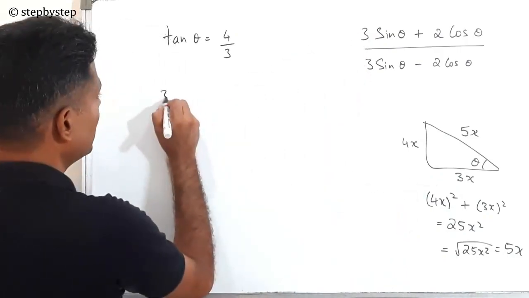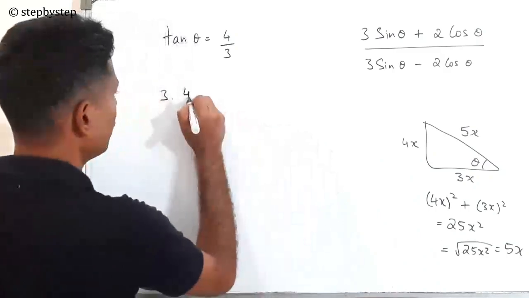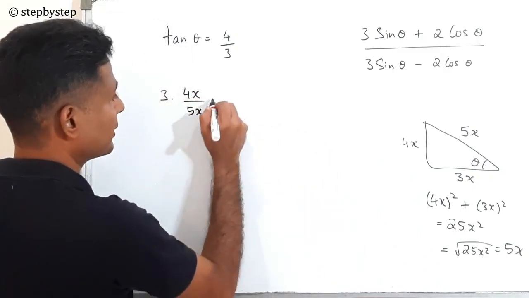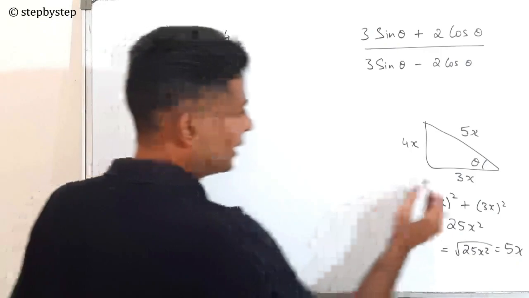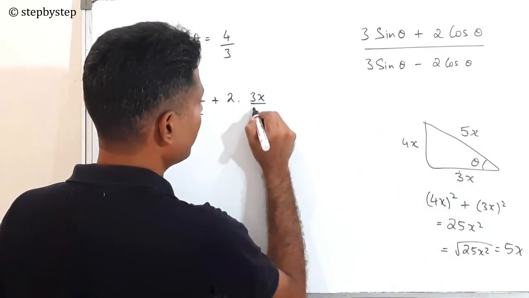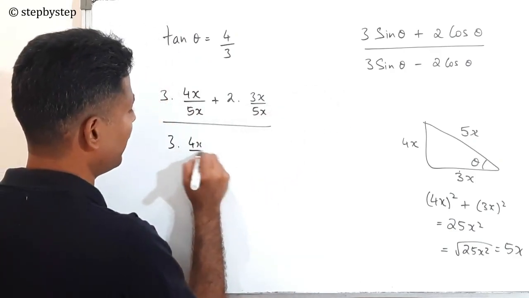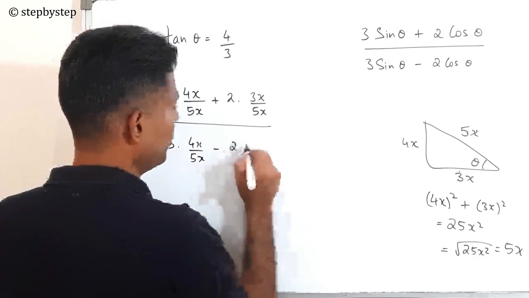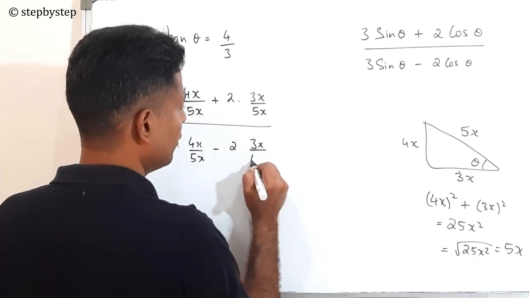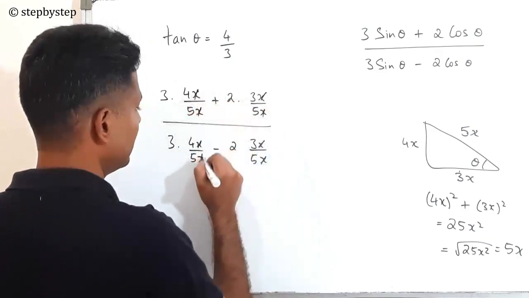Now we just substitute. 3 into sin theta. Sin is opposite by hypotenuse. So 4x by 5x plus 2 cos theta. Cos theta is adjacent by hypotenuse. So 3x by 5x, whole by again 3 sin theta, that is 3 into 4x by 5x, minus 2 into 3x by 5x. Everywhere x will cancel, right?